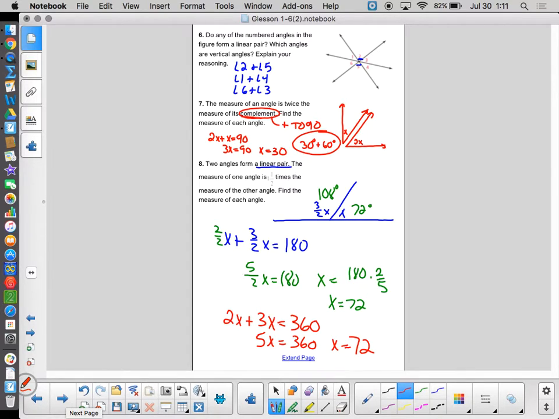So if I took this original blue equation here and just multiplied the entire equation by 2, the 2 gets distributed to the x, the 2 and the 3 halves, the 2 cancels the 2 in the denominator, and the 2 gets multiplied on the 180. That's where the 2x plus 3x equals 360 comes in. So you may eliminate the fractions, you may work with the fractions, it's kind of up to you.